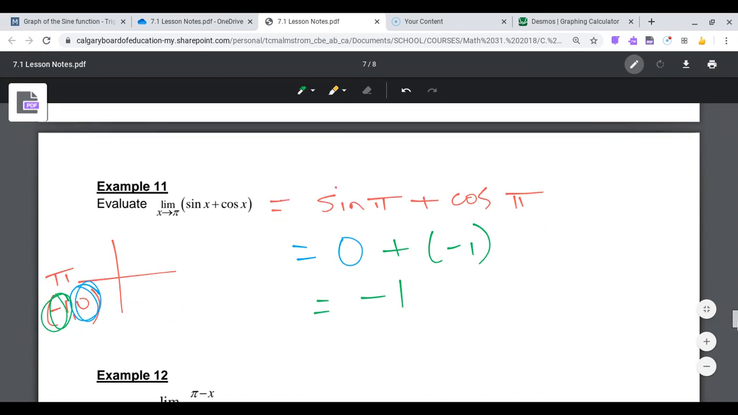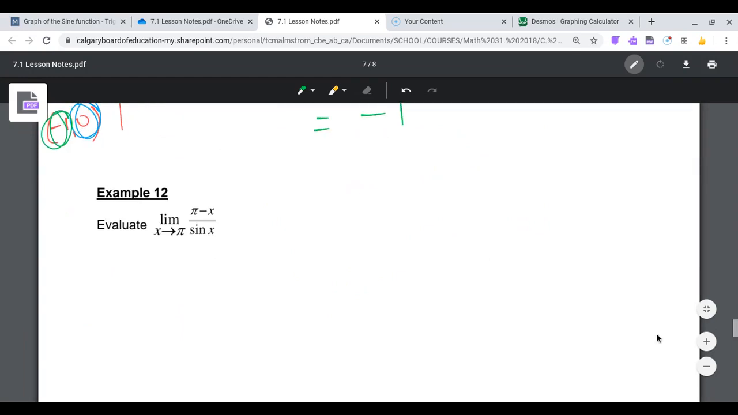Okay, and now I'm at number 12, which looks a little funky. I'm going to pause the video and I will start a new video for number 12. I'll see you back for the next video.